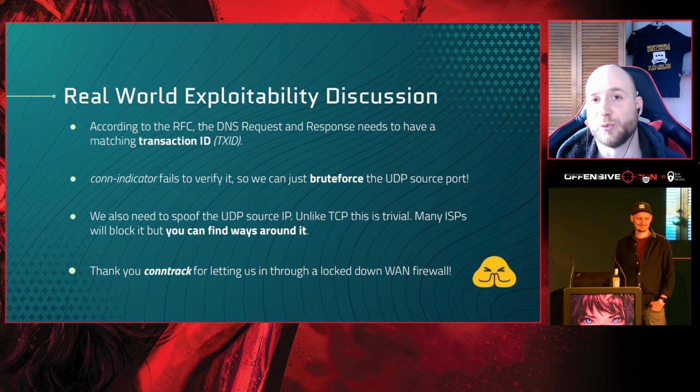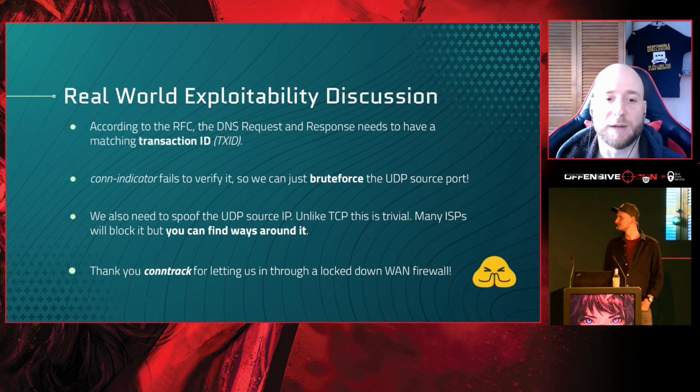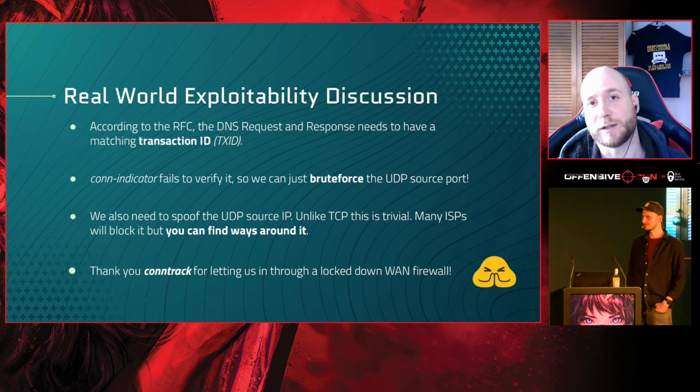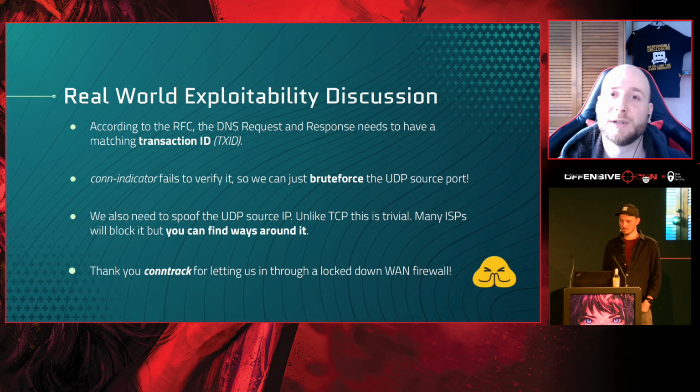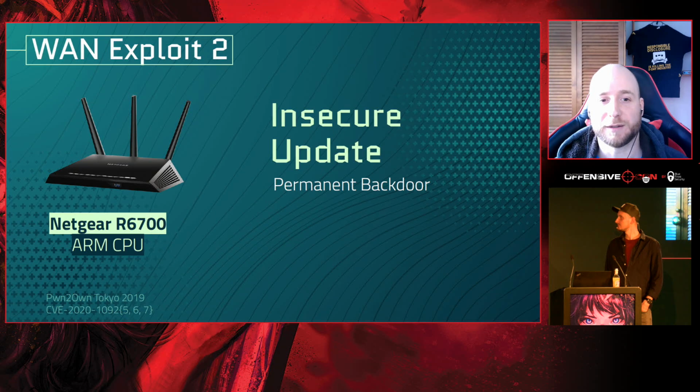So what we need to do is brute force the UDP port and then spoof the UDP source IP, and then that's it. We can punch a hole through the firewall because connection tracking, conntrack, is expecting that IP at that port. So we spoof the IP, we find the source port, and then that's it. We go through a locked-down firewall, and we pwn it. Okay.